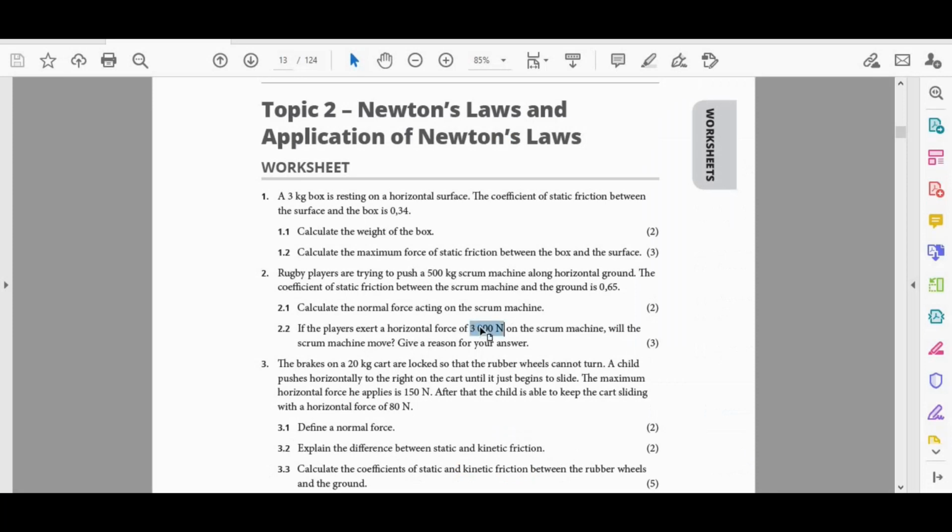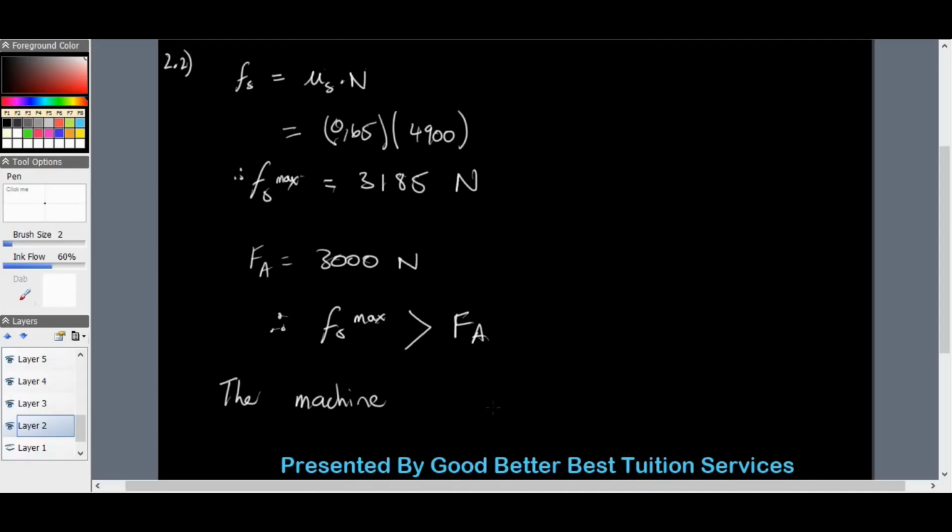They're only applying 3,000. And the force of friction, static friction, which opposes movement, is 3,185 newtons. So they are applying a force that is 185 newtons less. They are under by 185 newtons. So therefore we can say, because Fs max, or the force of static friction, is greater than force applied, the machine will not move.